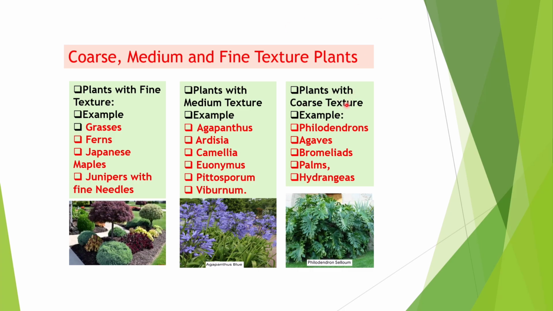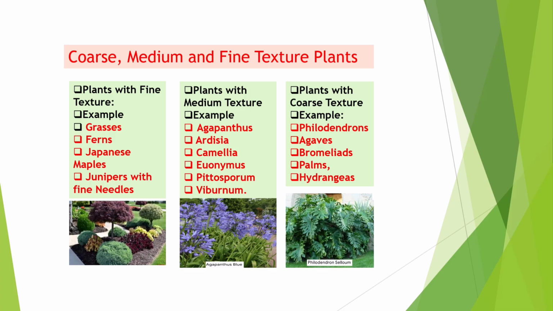Plants with coarse texture, examples will be philodendrons, agaves, bromeliads, palms, hydrangeas. Plants with medium texture, examples: agapanthus, aucuba, camellia, euonymus, pittosporum, viburnum. Plants with fine texture, examples will be grasses, ferns, Japanese maple, junipers with fine needles.